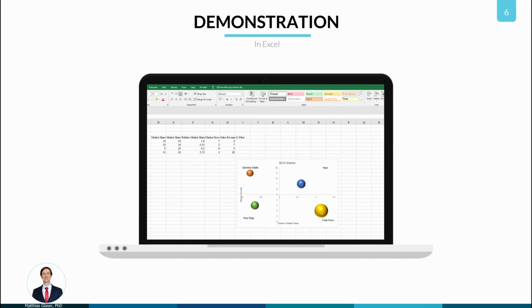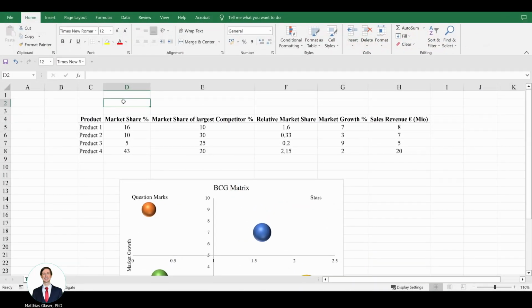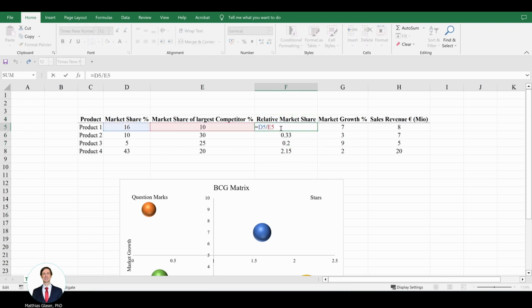Now, let's see how you can create a growth share matrix using Excel. You just need the market share of your product, right? I have several products here and that's the market share. And then you need the market share of, let's say, your largest competitor. And from that, you can calculate your relative market share like so. You just divide those values. And then you already have the x coordinate for the product, right?